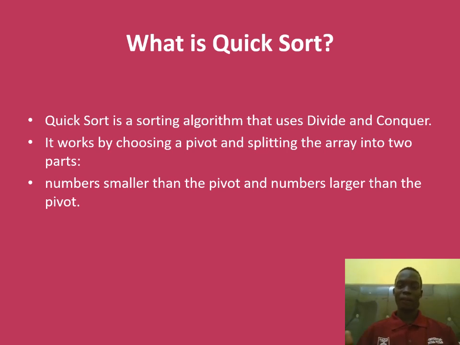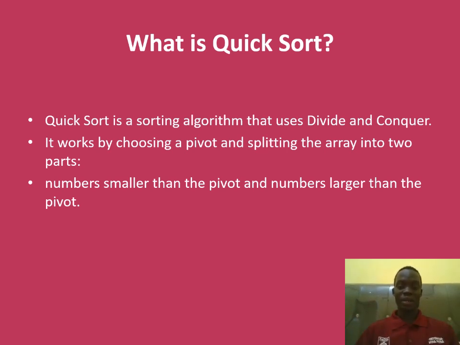Like I said before, if you choose a number, there will be some numbers at the right hand side and some numbers at your left hand side. It means that the pivot has divided the list of numbers into two parts. There will be bigger numbers and smaller numbers, and that's what we call a quick sort. So it works by choosing a pivot.